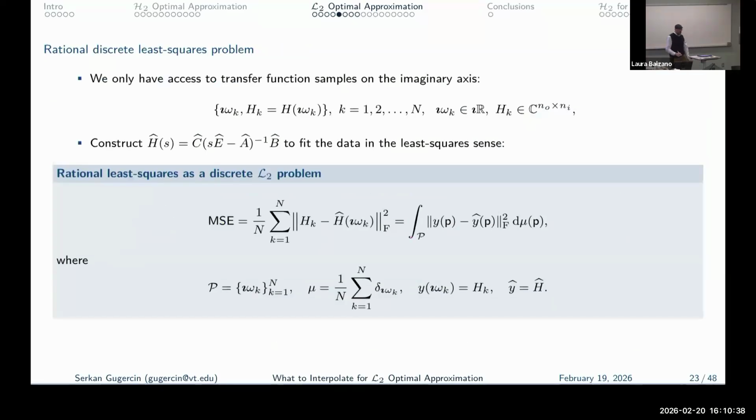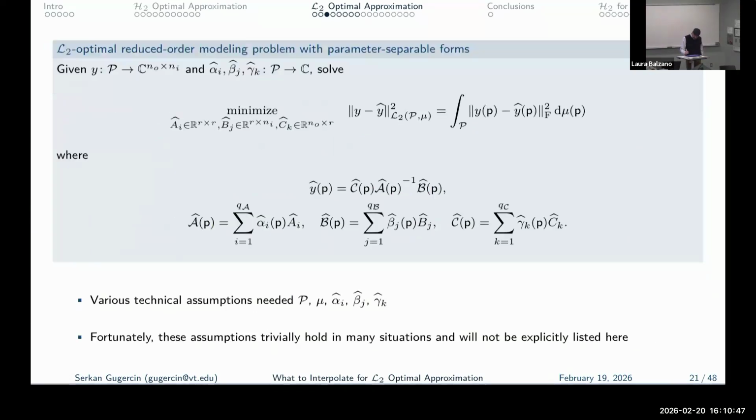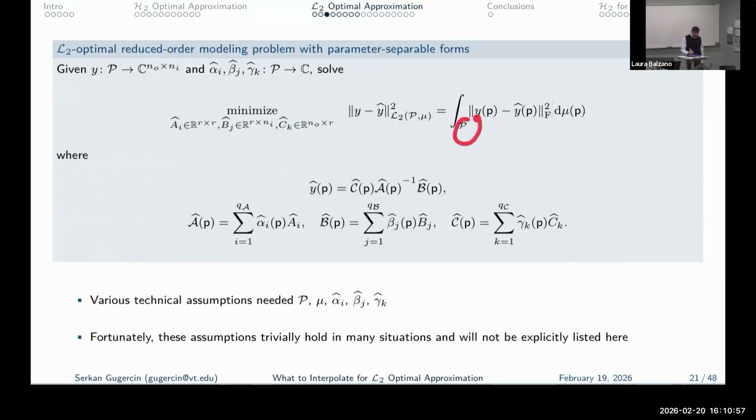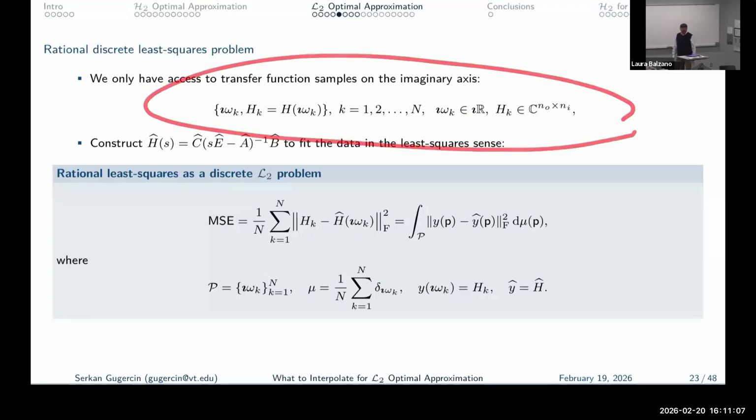So what we are going to do now in the remaining 10 minutes or so is take these conditions and start enforcing structure on the reduced model. We are going to enforce some rationality structure on the reduced model, and then we are going to enforce certain structure for the measure and the parameter domain to show that Hermite interpolation keeps showing up over and over again.